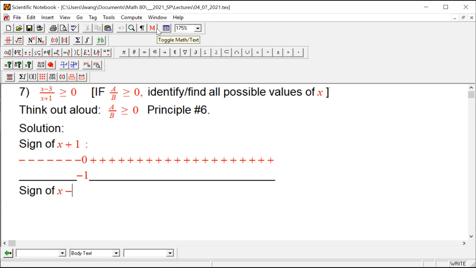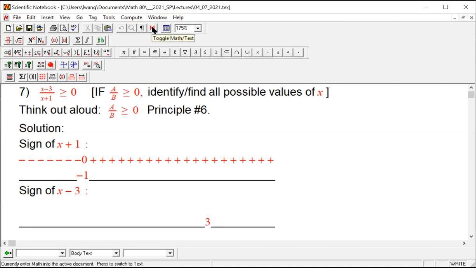And then we observe the sign of x minus 3. X minus 3 changes sign at 3. And after 3, when we pick any number and plug into x minus 3, it's going to be positive. If we pick any number less than 3, we plug in x minus 3, it's going to be negative.